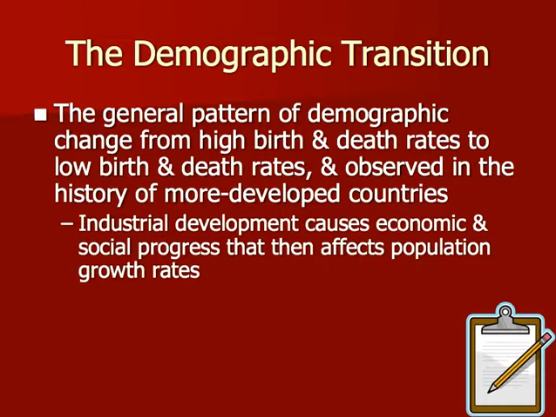So, demographic transitions. Demographic transitions are the general pattern of change from high birth and death rates to lower birth and death rates, and they can happen in stages. So we're going to talk about those different stages. Basically, industrial development is going to cause economic and social progress, and then it'll affect population growth. So we're not going to change population growth and then that's going to help our economy necessarily. It's going to be a cause and effect relationship.